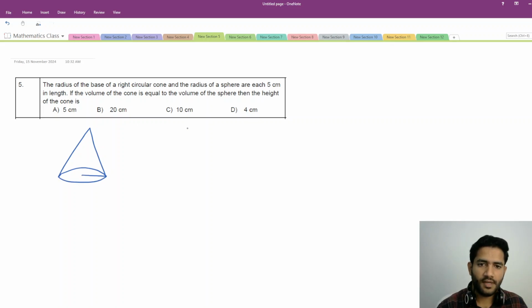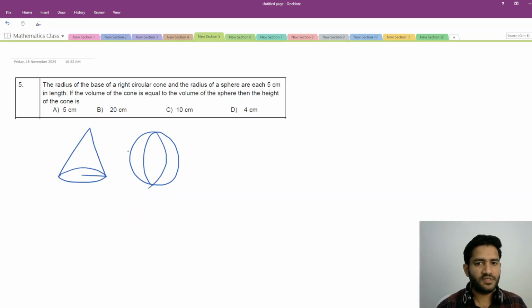The radius of the cone and the radius of the sphere are both 5 centimeters. Now what's the question? If the volume of the cone is equal to the volume of the sphere, find the height of the cone.